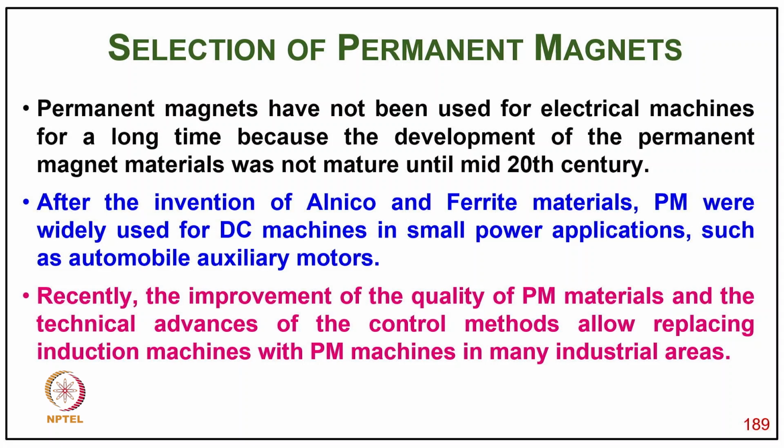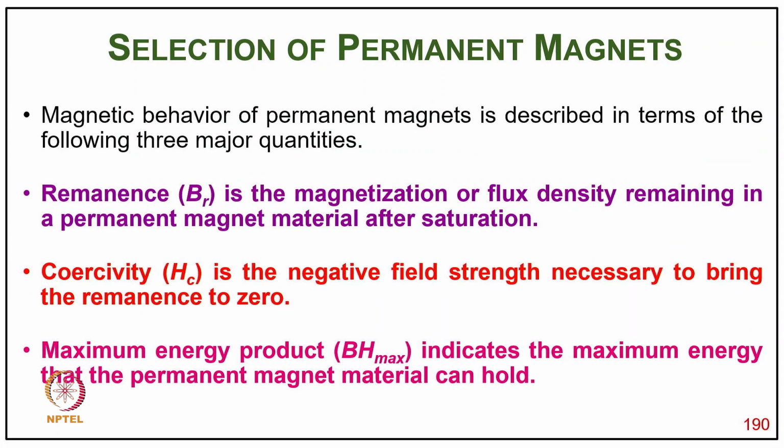So after the invention of the helical and Faraday magnet, permanent magnets were used in DC machines in smaller power applications such as automobile auxiliary motors. And recently, the improvement in the quality of permanent magnet material and the technical advances of the control method are replacing induction machines with permanent magnet machines in many industrial areas.